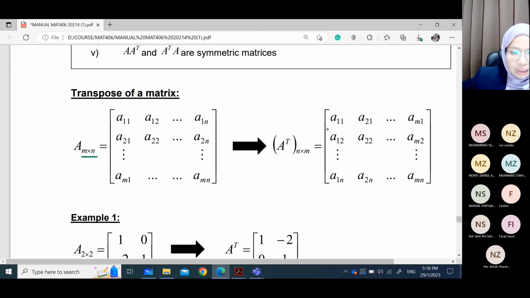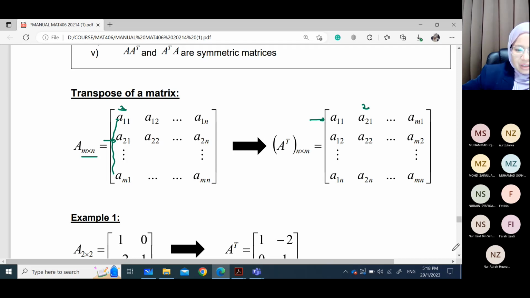Okay. Bertukarlah, kalau nampak kat sini kan, bila transpose dia akan jadi begini. Yang ini akan jadi this one column, dia akan jadi row. Macam tu. So second column, second row, dia akan jadi second column. A21, A22, A2N. For the second column, we have A21, A22, and A2N. Macam tu.